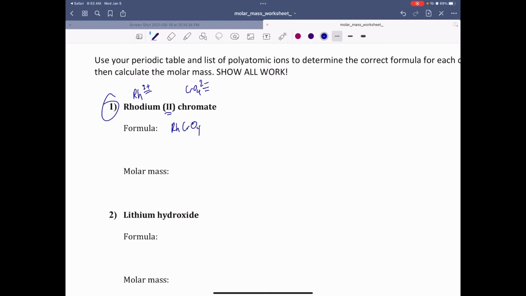So now we've got to do the molar mass. All right, so I'm just going to jump over here just to make it a little bit more obvious. So the molar mass of rhodium, if you find it in the periodic table, and rhodium is atomic number 45, so it's 102.91. Chromium, Cr, when you find that, it's atomic number 24, but the mass is 52. A nice even 52, actually.